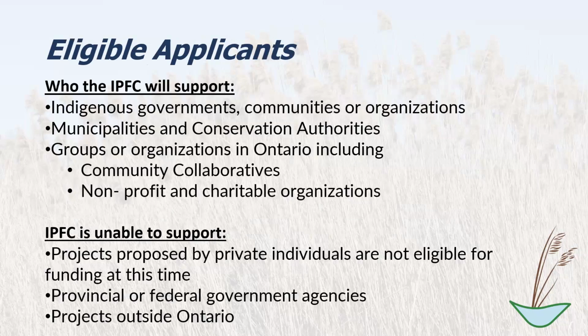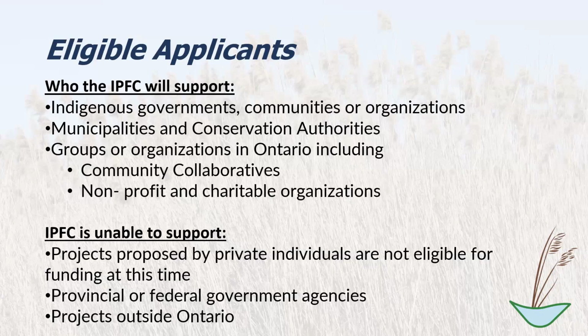So eligible applicants, this is one of the questions that we get asked quite often. Who will the IPCF support? So for this fiscal year, again, the 25-26 cycle that's just open for applications, we want to support Indigenous governments, communities, or organizations. We want to support municipalities and conservation authorities, other groups or organizations in Ontario, including community collaboratives, nonprofit and charitable organizations. So if you have a homeowners association, a ratepayers association, a lake association, all of those types of groups are going to be included and eligible for funding through the IPCF.